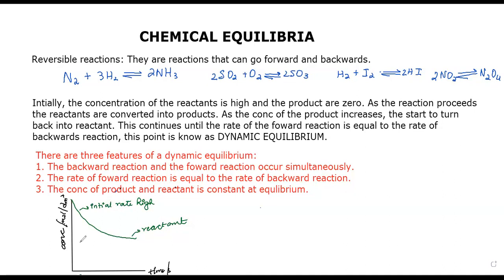Then we have our product. The concentration of the product increases until it also becomes constant. Right? Again, you will see that the initial rate of reaction is high. And this particular point is what our dynamic equilibrium is.